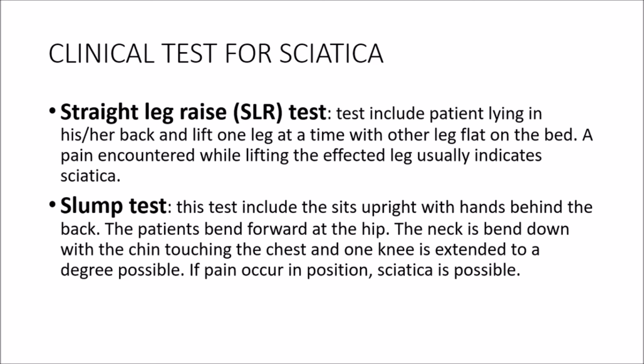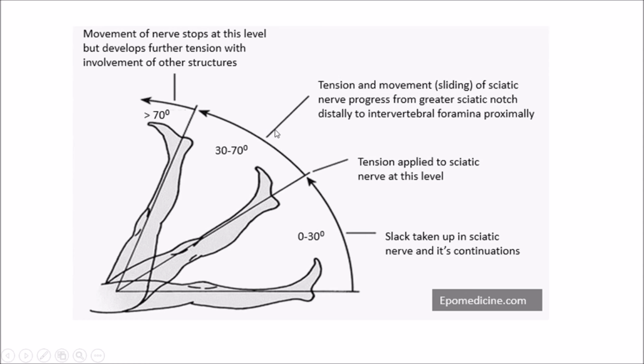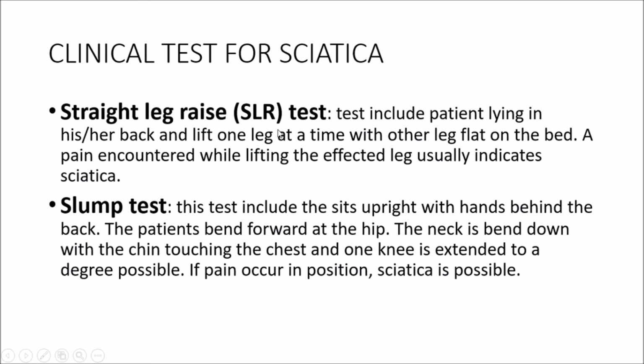So, how do you diagnose sciatica? The most common approach is, first, the patient history, and clinically, you can diagnose by performing the SLR and the slump test, the most common tests for diagnosing sciatica. In SLR, the patient lies on his or her back, in the supine position, with the other leg flat on the bed. Pain encountered while lifting the affected leg usually indicates sciatica.